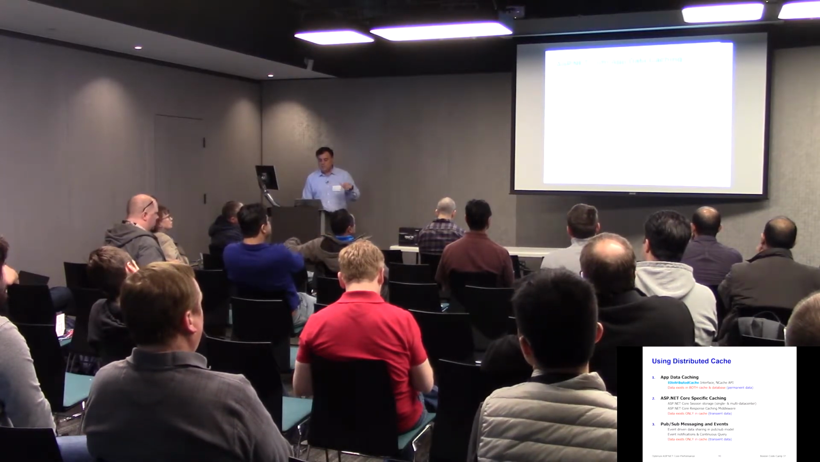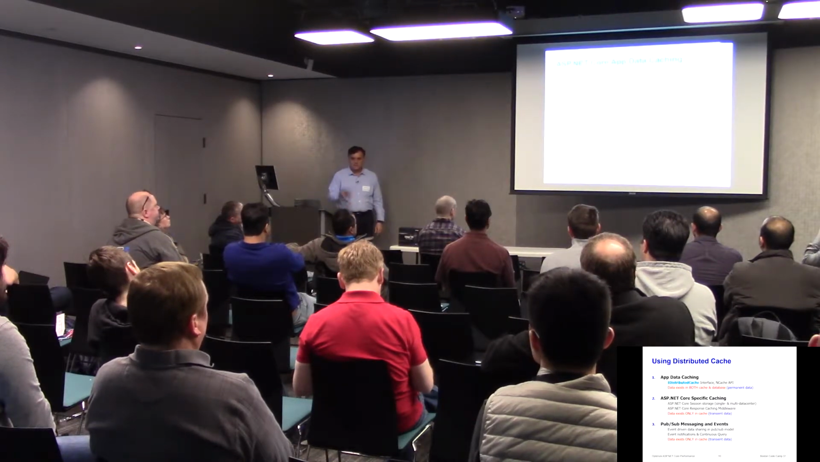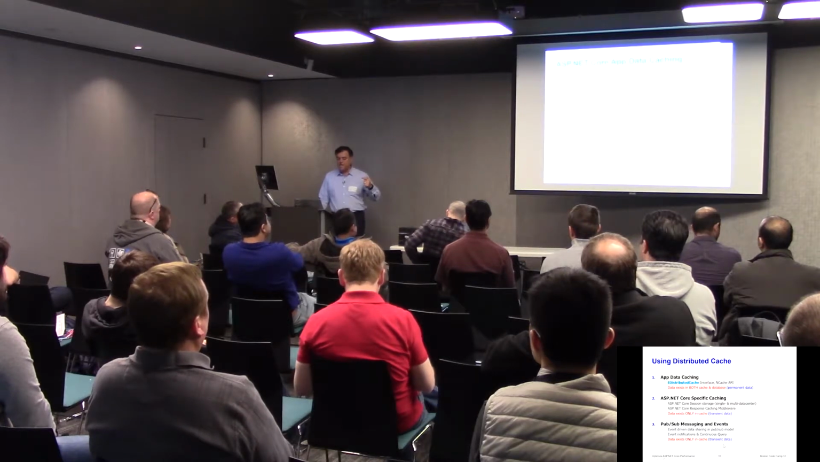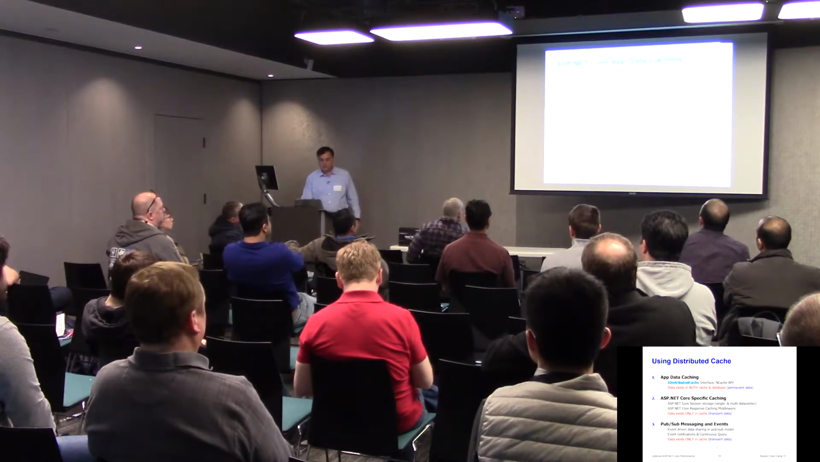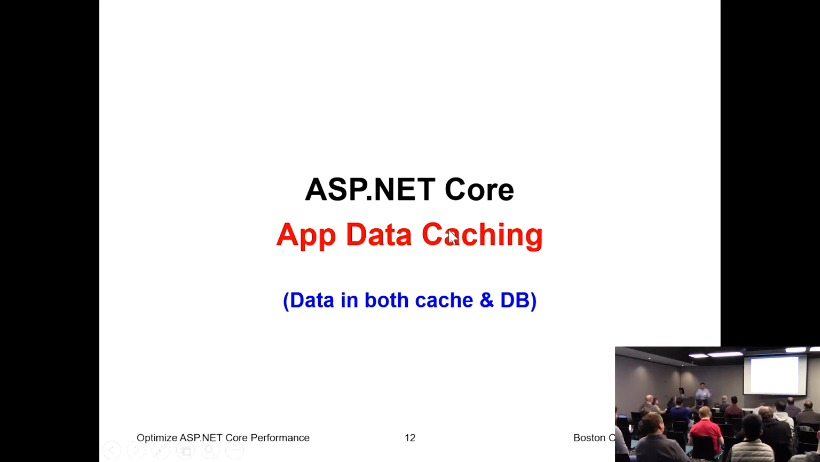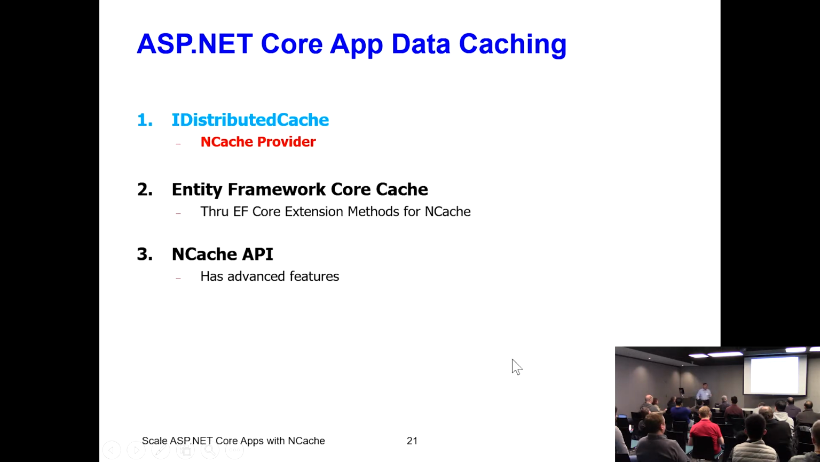Okay, so application data caching, how do you do it? That's also to answer. There are three ways that you can do it. You can use the distributed cache interface that ASP.NET Core comes with, and if you've programmed against it, you can just plug in NCache as a provider. So there's no further code change once you've made the distributed cache API programming. The benefit is you program once and you're not locked into any one caching vendor. The drawback is it's the least common denominator. So it's really basic.